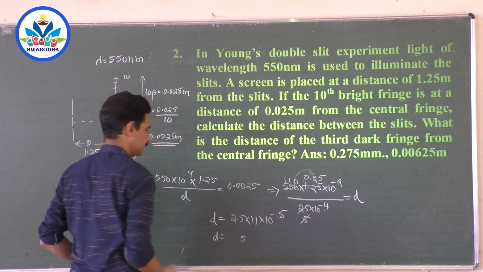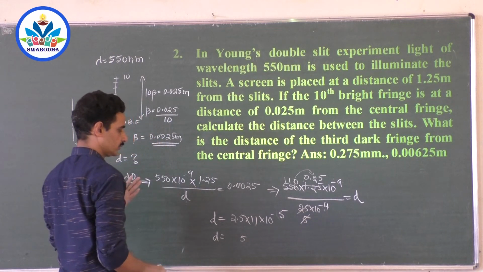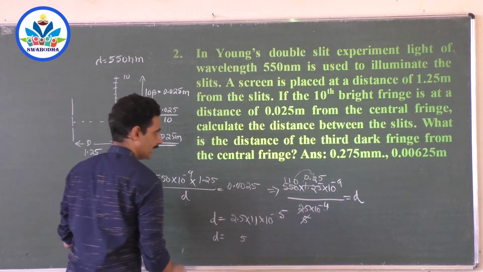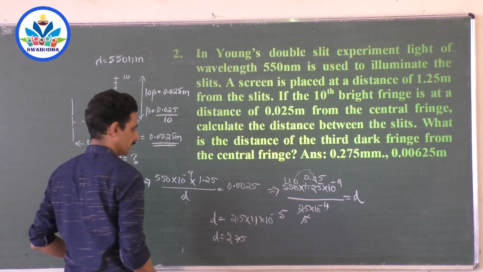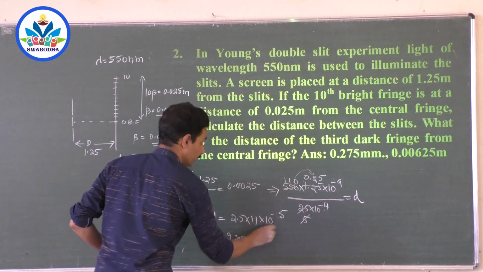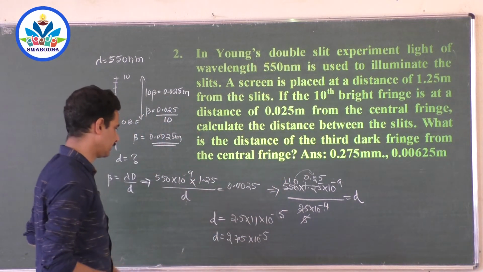11 5s are 55. 5 remaining. 11 2s are 22. 27. 275 and 1 dot here into 10 to the power minus 5. We have answer here 0.275 millimeter.